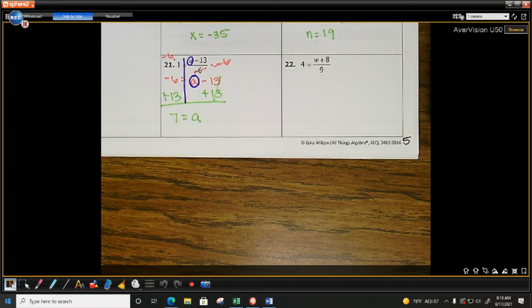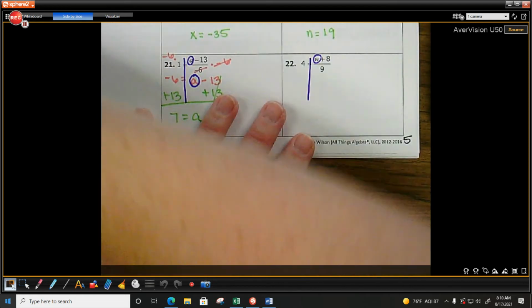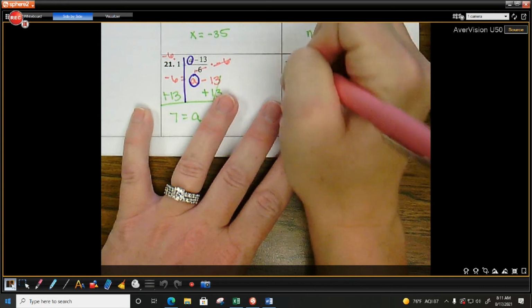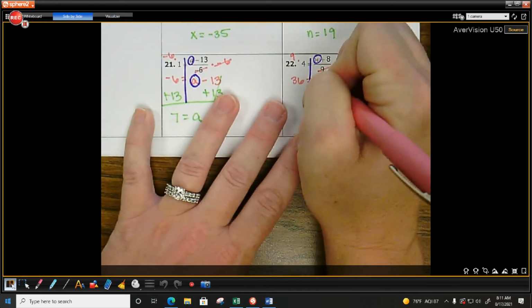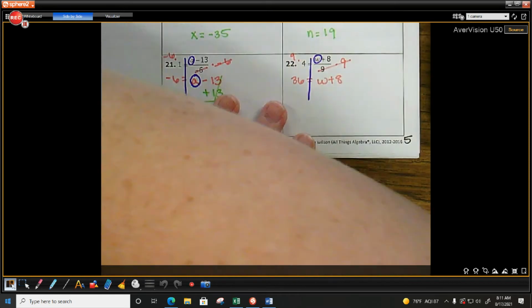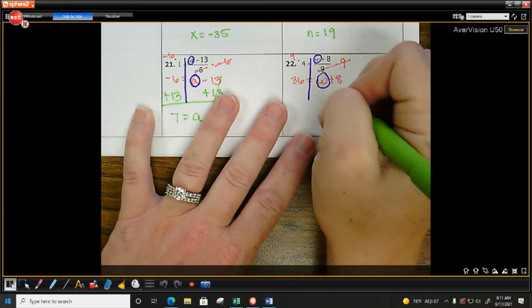Okay, let's flip, guys. I saw lots of good things. Draw your line through the equals, circle your W. Times 9, and I get 36 equals W plus 8. Keep your W circled. Minus 8, and I get W equals 28. So lots of good stuff.